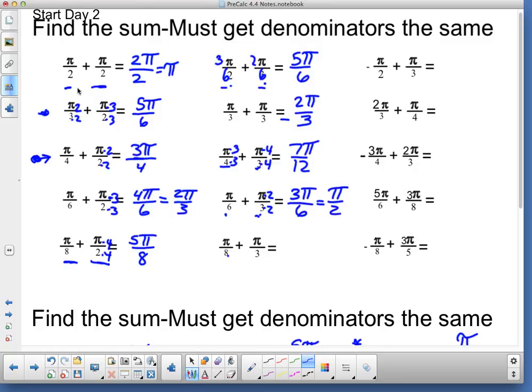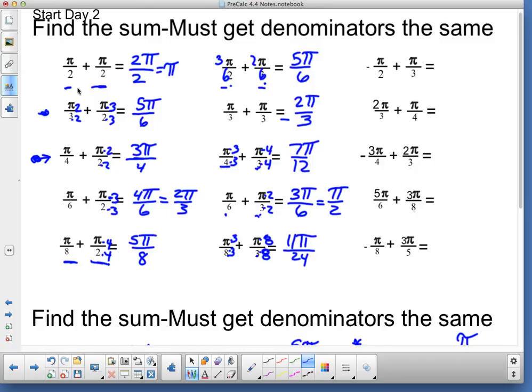Here I've got 8 and 3. 8 and 3, the least common denominator would be 24. So I'm going to multiply the 8 by 3, top and bottom, okay, by 8. So I've got 11 pi over 24.